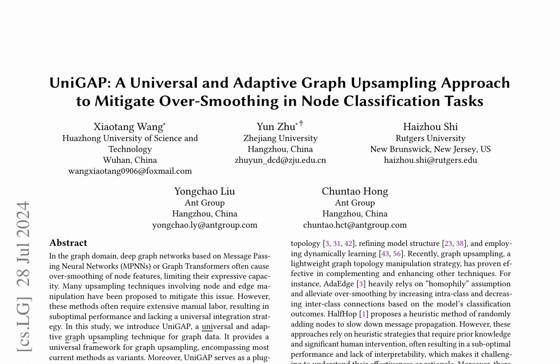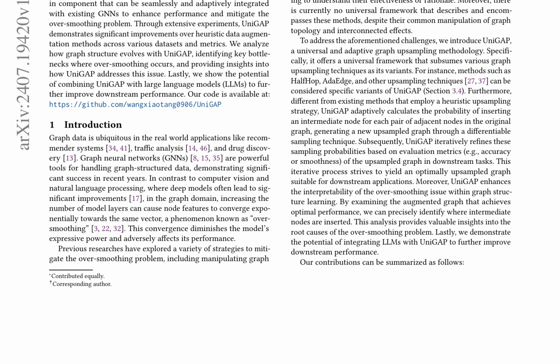This study introduces UniGAP, a universal and adaptive graph upsampling technique for graph data. It provides a universal framework for graph upsampling, encompassing most current methods as variants. Moreover, UniGAP serves as a plug-in component that can be seamlessly and adaptively integrated with existing GNNs to enhance performance and mitigate the oversmoothing problem.